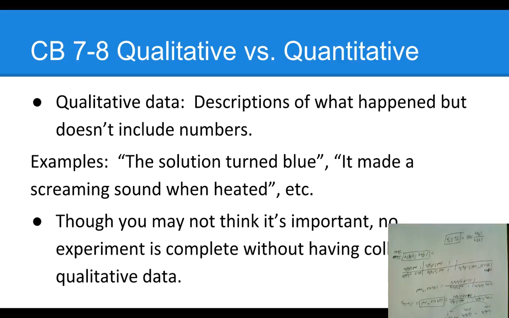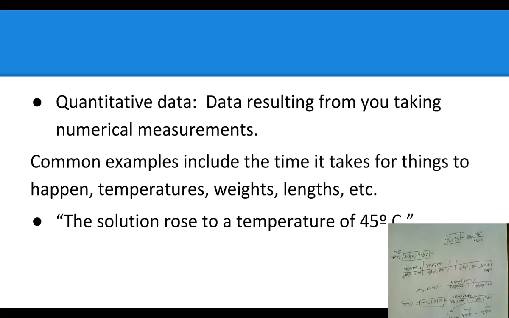And sometimes these are overlooked and they're not recorded in a lab report or in questions, but these things are really important as well. Then we have quantitative. Now, most students remember this because it has the N in it. So N stands for numbers. So quantitative are measurements that have the number, and of course, they have to have a unit as well. So like the time for something to happen, temperatures, how much something weighs, or mass, length. So maybe the solution rose by 45 degrees Celsius, or the length of the magnesium ribbon was 2.5 centimeters or something like that. It has a number and it has a unit as well.